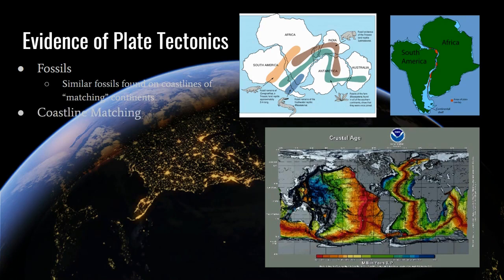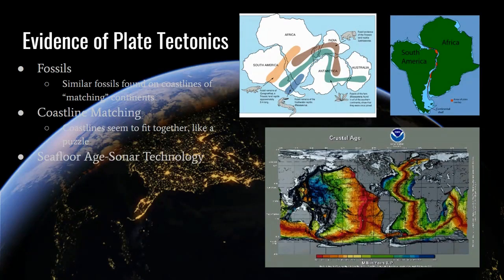The second one, which we hinted at already, is the coastline matching idea. For example, if you look at South America and Africa, they look like they would fit together. Now, obviously, it's not a perfect match because of erosion and that type of thing. But you can see when you put them side by side that it looks like they would have fit together like a puzzle.